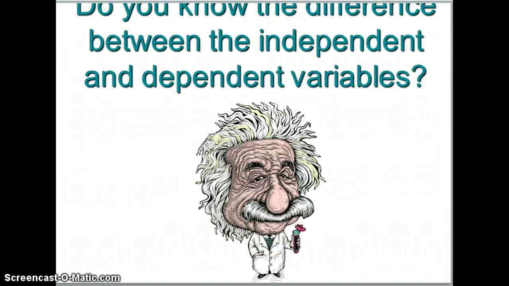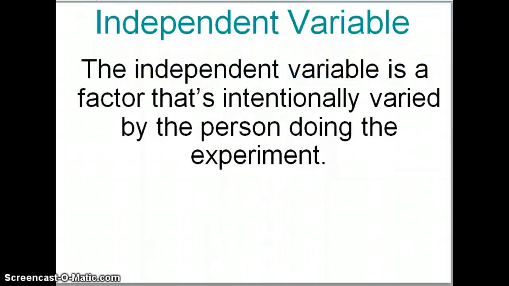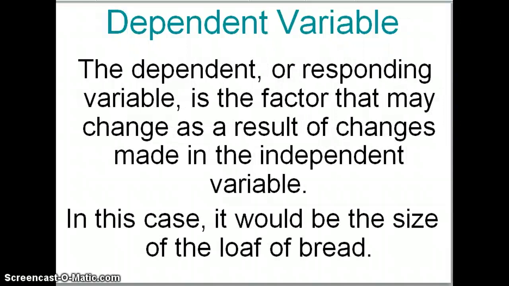Do you know the difference between independent and dependent variables? The independent variable is a factor that is initially varied by the person doing the experiment. The dependent or responding variable is a factor that may change as a result of changes made in the independent variable. In this case, it would be the size of the loaf of bread.